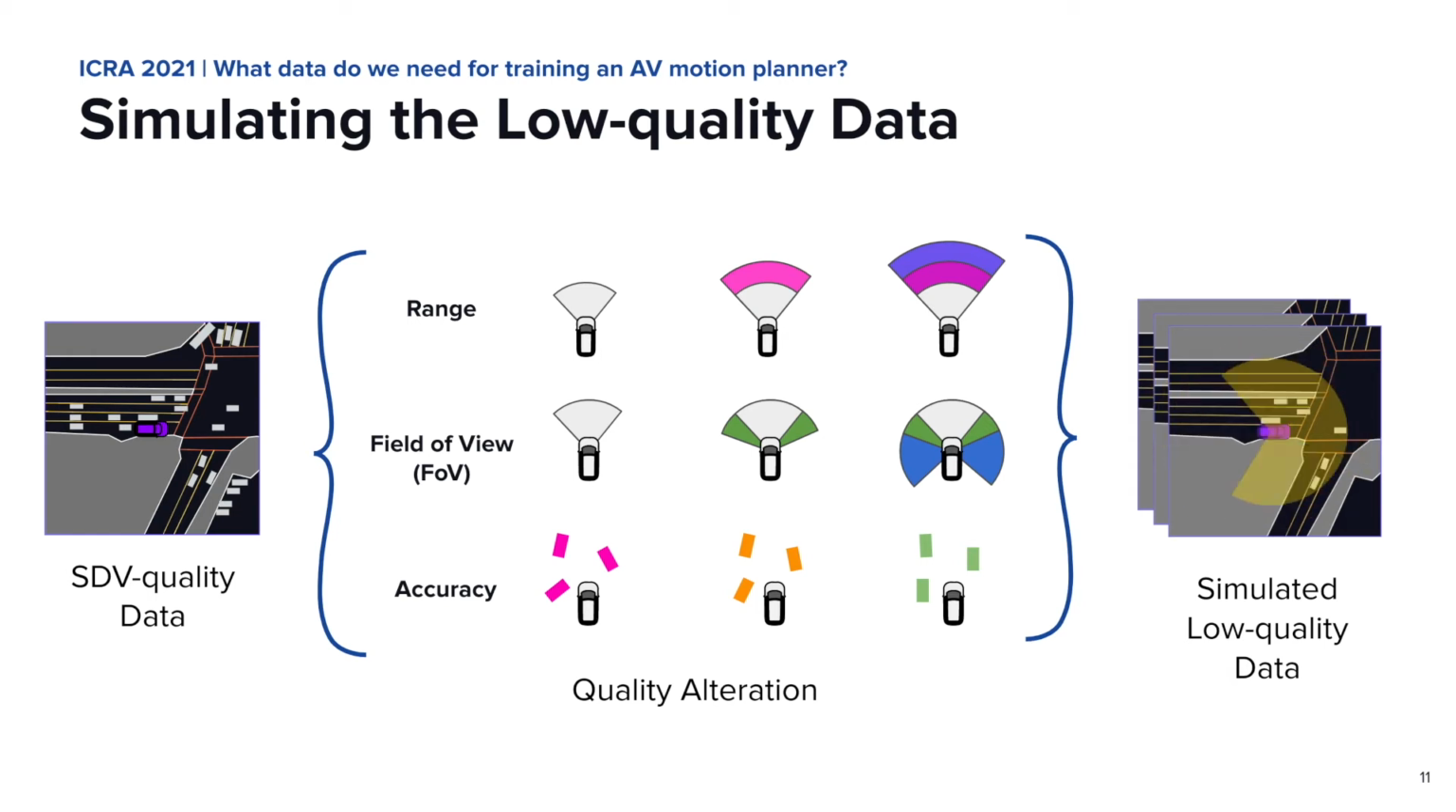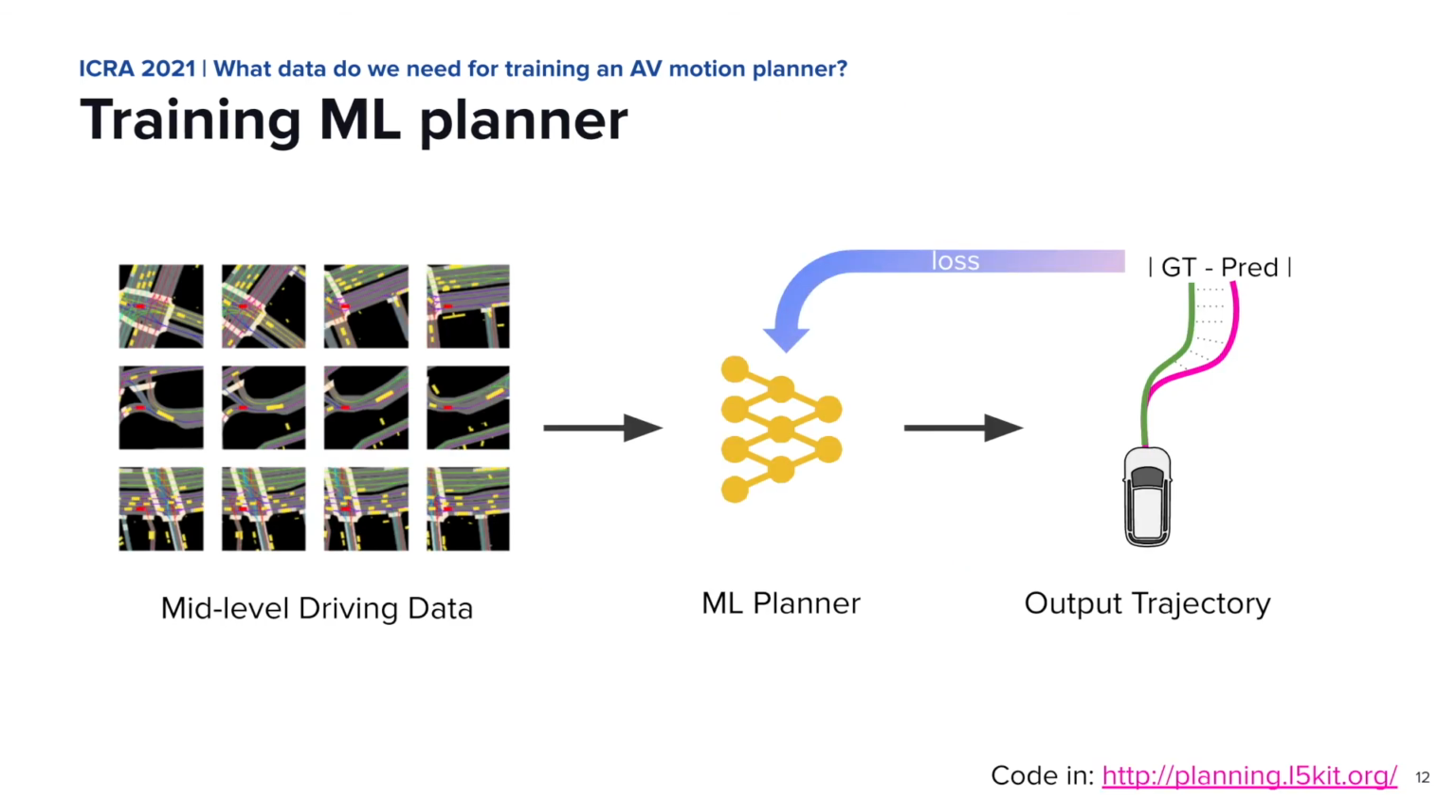After we simulated the lower quality data, we use a very simple imitation learning approach for training our machine learning planner. Our planner takes the mid-level driving logs as input and outputs the predicted trajectories. The differences between the predicted trajectories and ground truth trajectories will be used as a loss for training the network. Our implementation is open sourced and can be found at planning.l5kit.org.